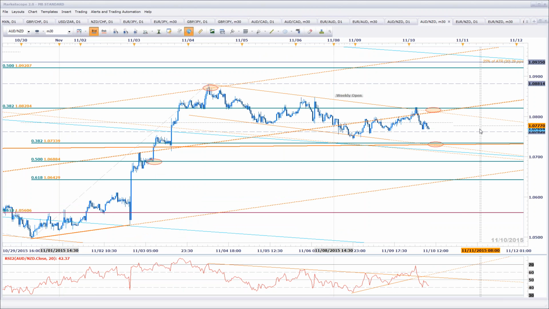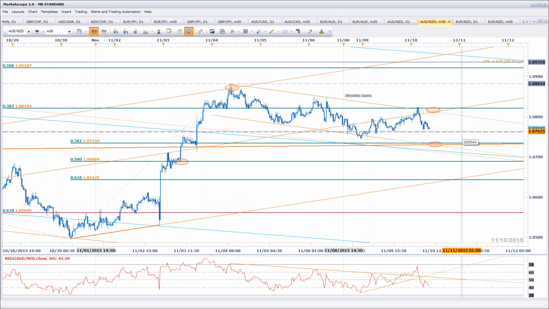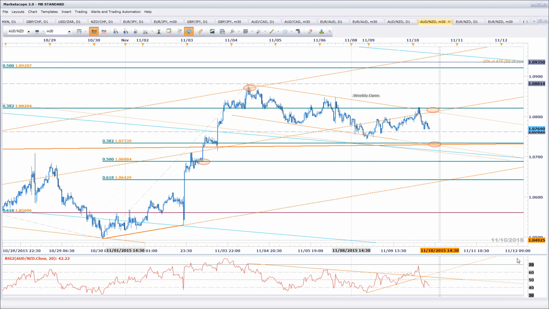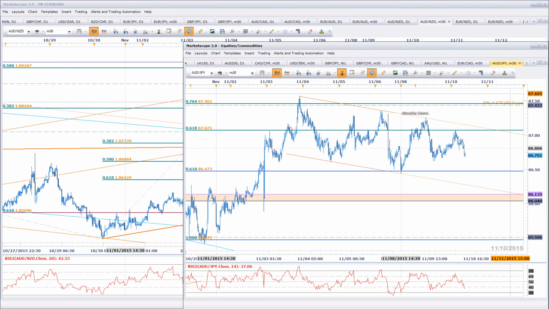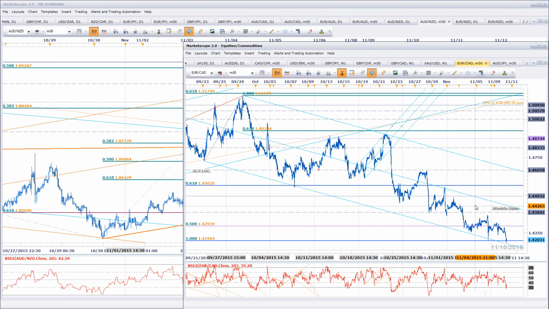All right. So that is Aussie Kiwi. Another one we'll be following very closely. Aussie yen we covered. Euro CAD. I just want to highlight a quick thing on Euro CAD, specifically more so on the near term chart. Euro CAD is coming into an interesting area of support.